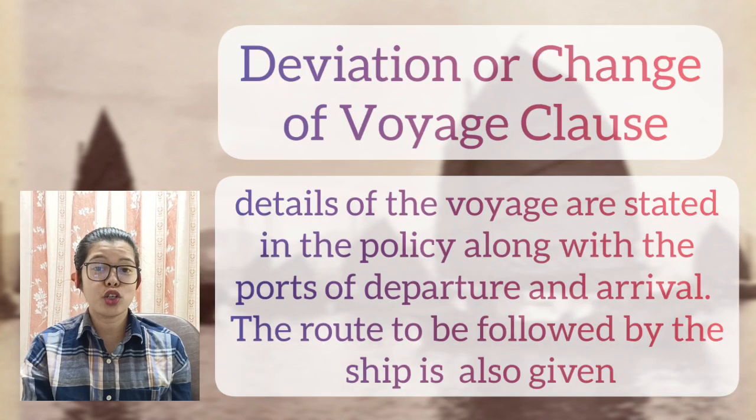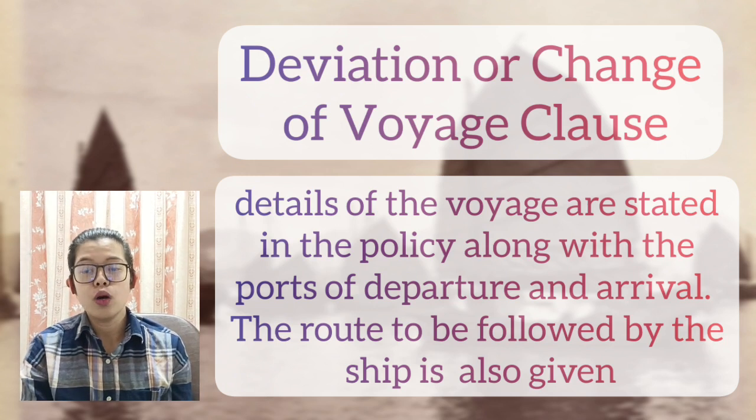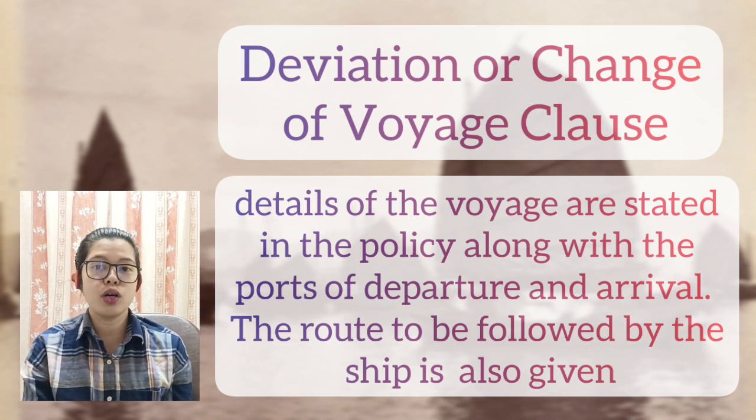The next one is the deviation or change of voyage clause. Under this clause, the details of the voyage are mentioned in the policy. The ports of departure and arrival are also mentioned, as well as the route to be followed by the ship. In case of any deviation, the insurer will be relieved of his liability. If the ship changes the original route and follows it later on, it will still be taken as deviation, and the insurer will not be liable to indemnify the loss if the original route is changed.